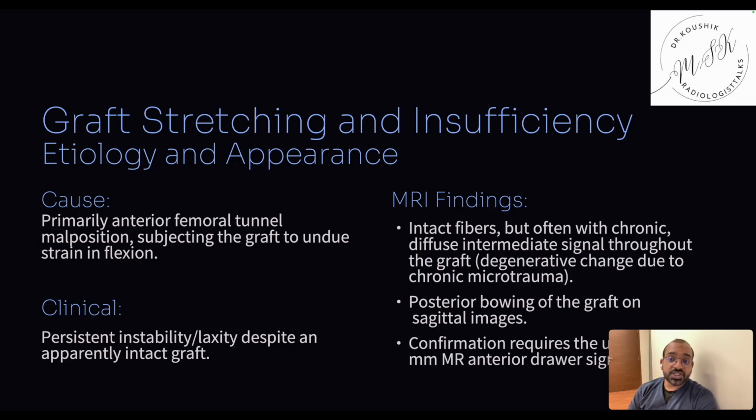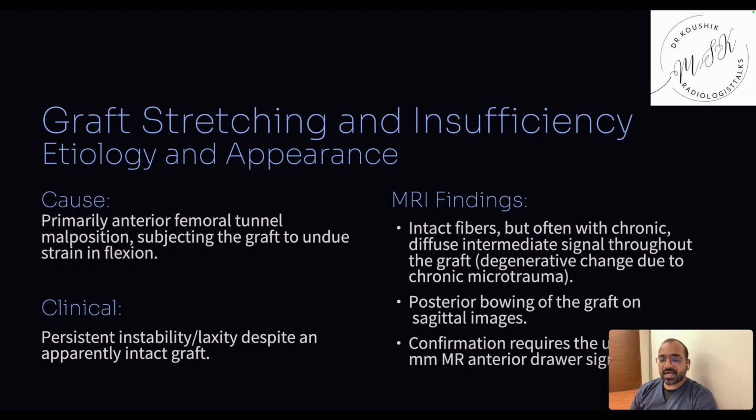So what is graft stretching and graft insufficiency? So graft stretching and insufficiency, primarily the anterior femoral tunnel malpositioning is one of the causes, subjecting the graft to undue stress and strain on flexion. Clinically, there will be persistent instability, laxity, despite an intact graft. So MRI findings: we have the positive MR anterior drawer sign, posterior bowing of the graft on sagittal images.